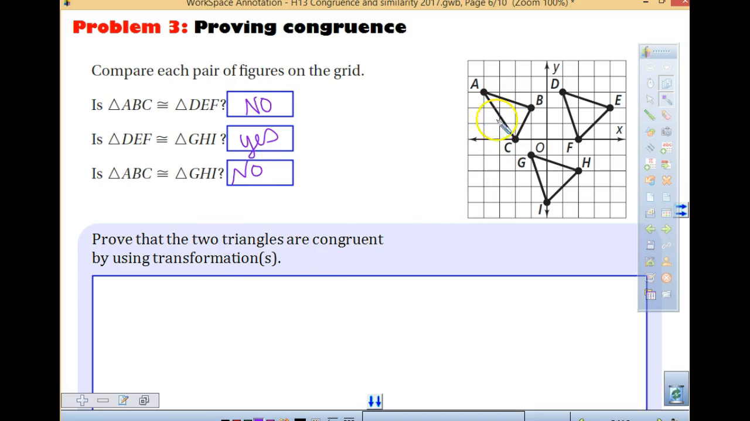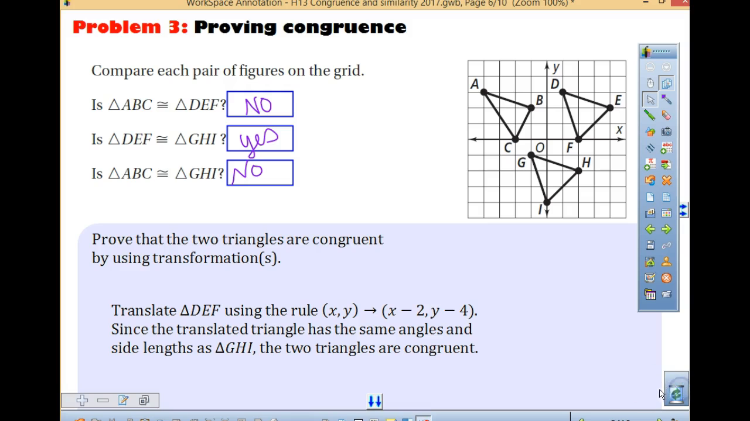And now it says, okay, now we have to prove that these 2 are congruent. What would you have to do, you think? That's a pretty simple one, right? We're just going to translate it. What's our rule? We're going to move it back 2 and down 4. Could you tell me to the left 2 and down 4 also? Yes. I really do prefer this notation.